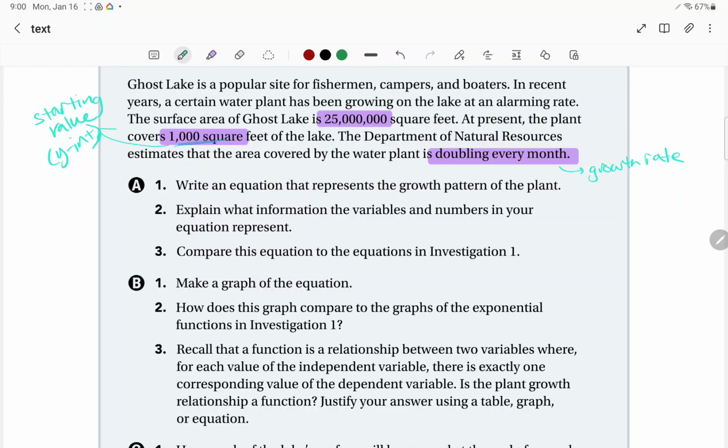So as you're answering part A, I want you to keep some of these things in mind. And also part B, I want you to keep some of these things in mind. So in part A, write an equation that represents the growth pattern of the plant. Go ahead and try this on your own, and then come back to the video to see how you did.